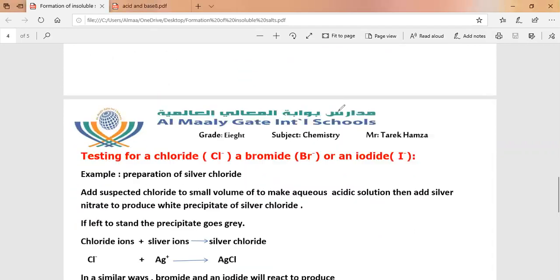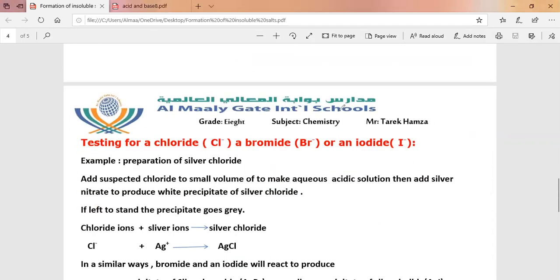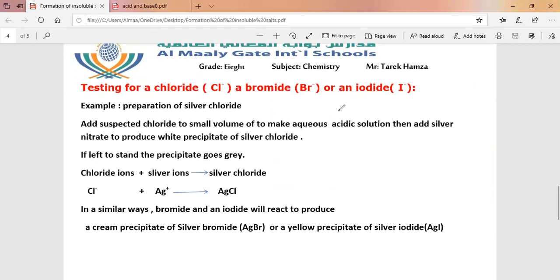The next point, testing for chloride, bromide, and iodide. Example here, formation of silver chloride. Preparation of silver chloride. All chlorides dissolve in water except silver, mercury, and lead. They don't dissolve in water. Example here, silver chloride.